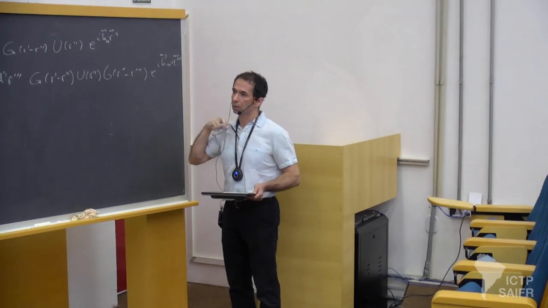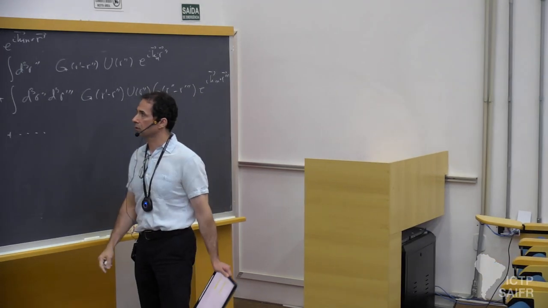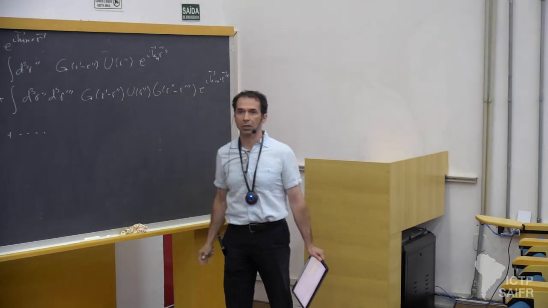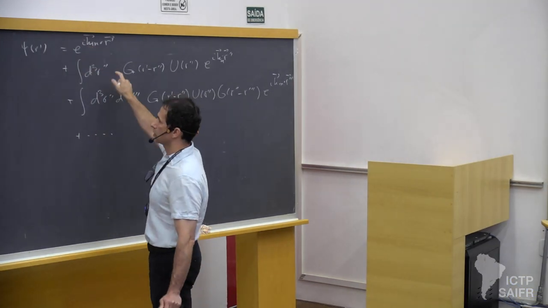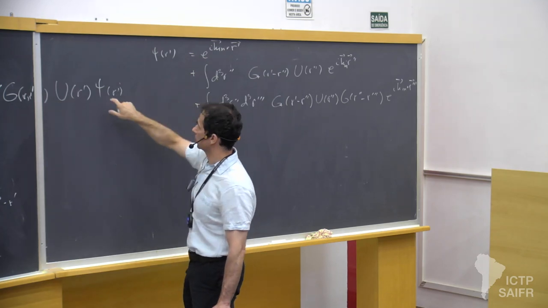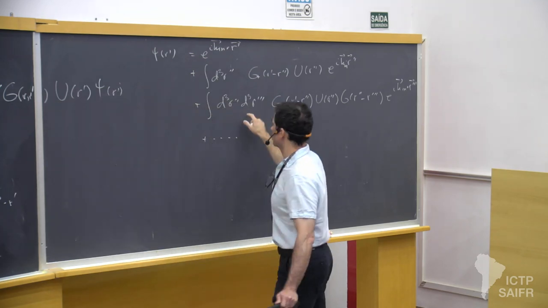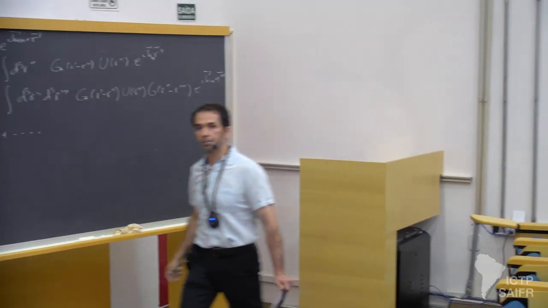Right. So while perhaps the details are not clear, intuitively, I guess you can see where these are coming from. This is the incoming wave function. This term is one iteration of this integral equation with the initial wave function stuck in there. This is the next order, and then the dots are the next order.